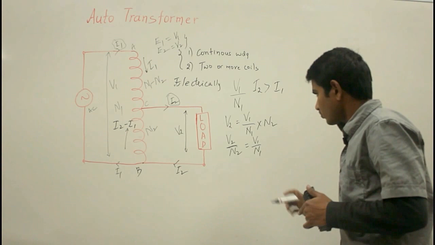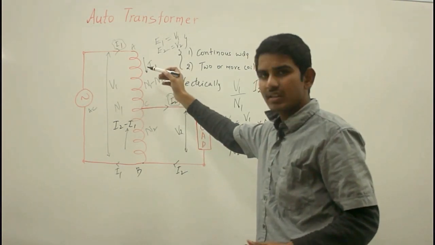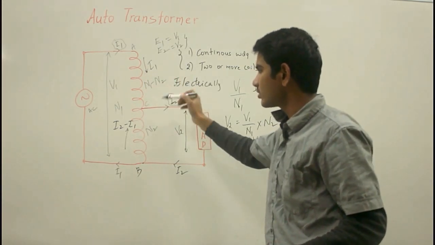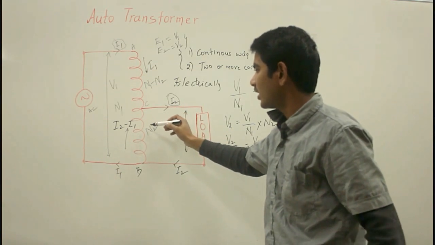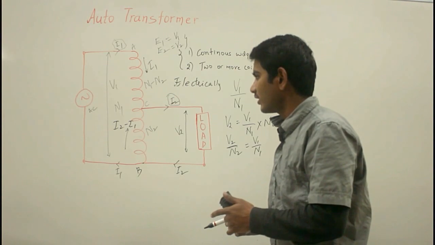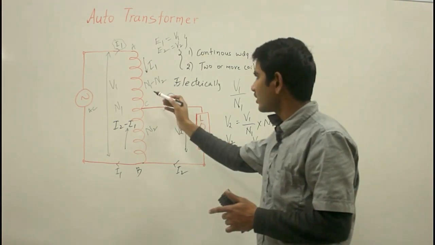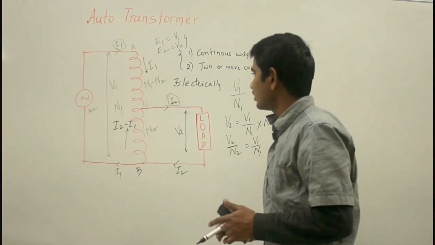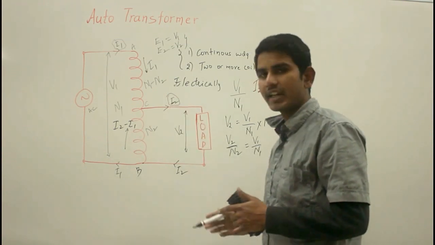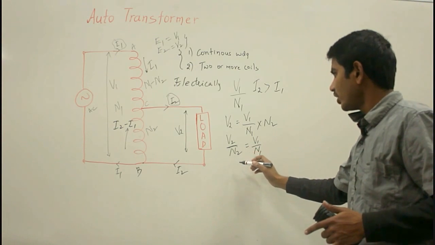So the working is simple. When an AC voltage is applied, a flux is set up in the core as the alternating current is flowing, and that flux induces an EMF and a part of the EMF is taken into a secondary circuit. So a mutual induction takes place in the primary and the secondary circuit. But the only difference from the conventional transformer is they are not electrically insulated, but they are electrically and magnetically connected to each other, the primary and the secondary winding. So here V1 upon N1 is equal to V2 upon N2.